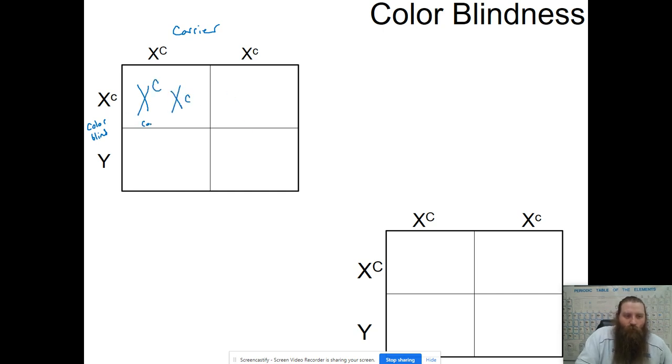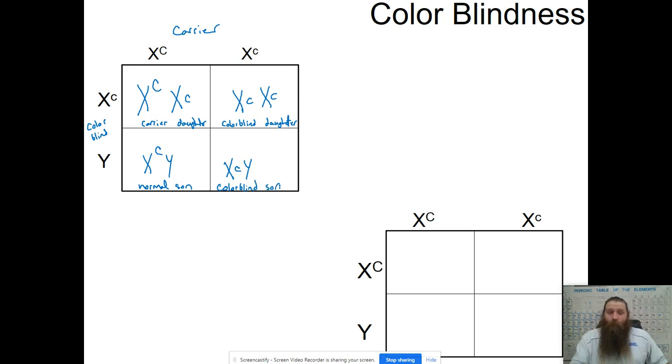So here is a carrier daughter, X little c, X little c. This would be a colorblind daughter. And I could have X big C, Y, which would be a normal son. Or I could have X little c, Y, which would be a colorblind son.